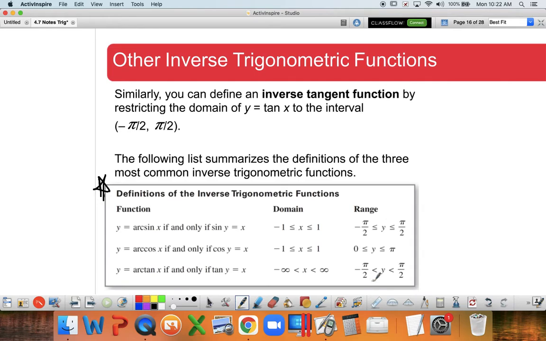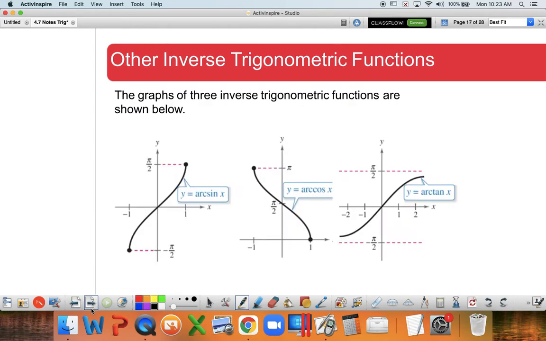Now you'll notice for tangent, we're not including negative pi over 2 and pi over 2. The reason being, at negative pi over 2 and pi over 2, tangent is undefined. So therefore, we can't include them within our range. Just something little nitpicky, but remember, your calculator will give you an error if you try to evaluate those.